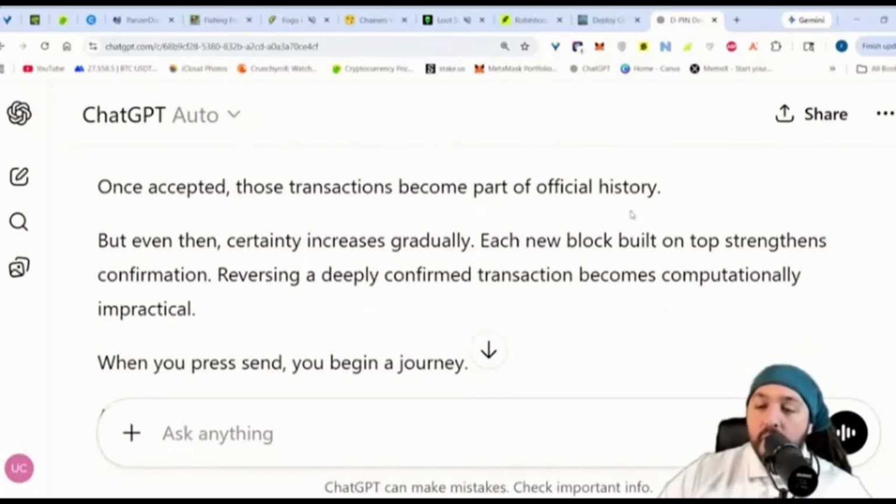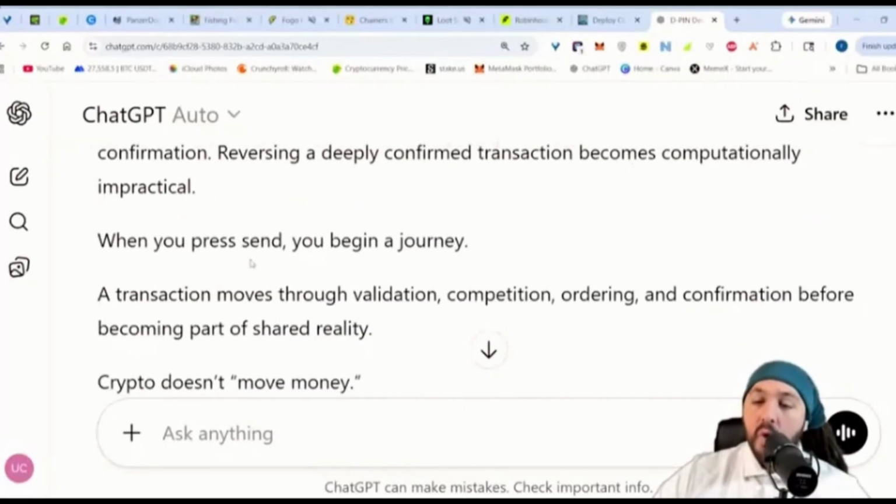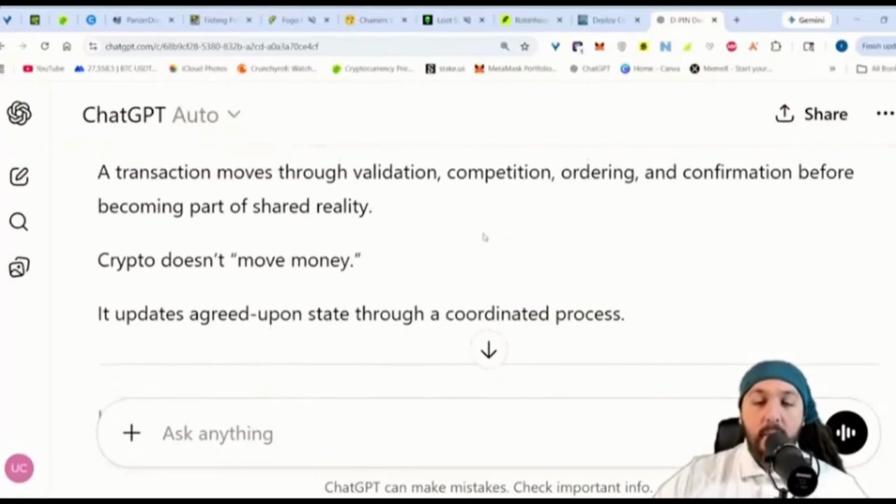But even then, certainty increases gradually. Each new block built on top strengthens confirmation. Reversing a deeply confirmed transaction becomes computationally impractical. When you press send, you begin a journey. A transaction moves through validation, competition, ordering, and confirmation before becoming part of a shared reality. Crypto doesn't move money. It updates agreed upon state through a coordinated process.